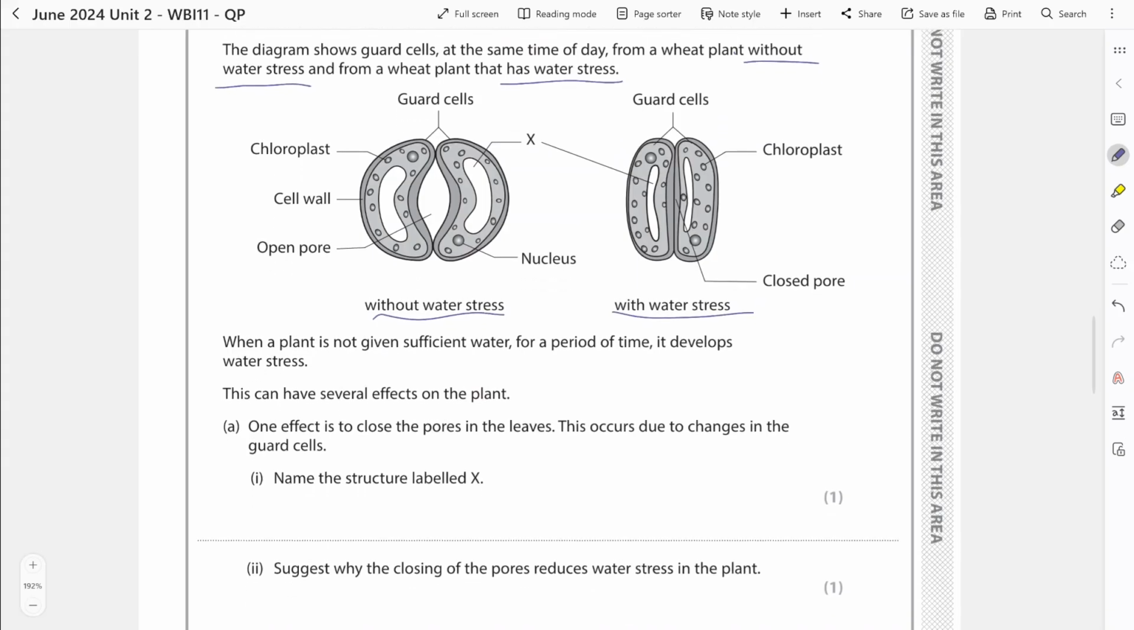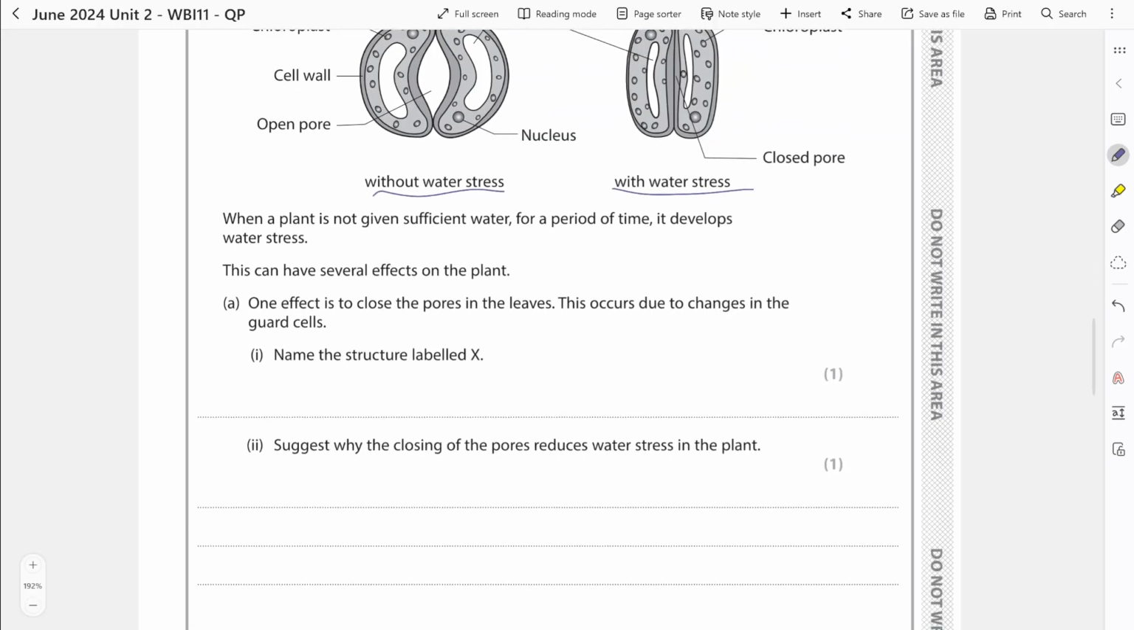When a plant is not given sufficient water for a period of time, it develops water stress. This can have several effects on the plant. So I'll just explain why this happens. If the plant is given sufficient water, water would go inside of the guard cells, and that would cause the cell to become turgid. And when the cell is turgid, it just so happens to look like a U-shaped or a banana shape. Now, when there's not enough water, water would leave the guard cells, and that would cause the cells to become flaccid, and so that's what the guard cells look like with a lack of water.